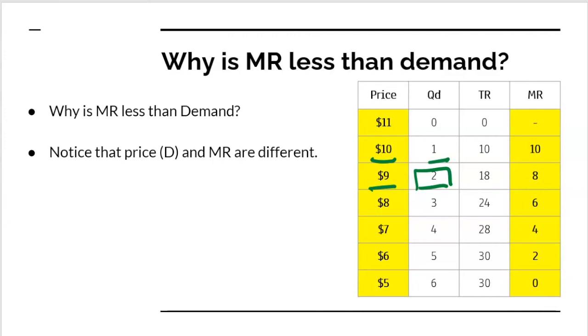So if they want to sell 2 total products, they have to drop the price for every single person to $9. Just like if they want to sell 6 units, this firm has to drop the price to $5 for every single person that is willing to buy this product. They can't charge different people different prices. And so because firms cannot price discriminate, our price and our marginal revenue are going to be 2 different curves. All right, that's really important. Notice that our price and our marginal revenue are 2 separate curves here.